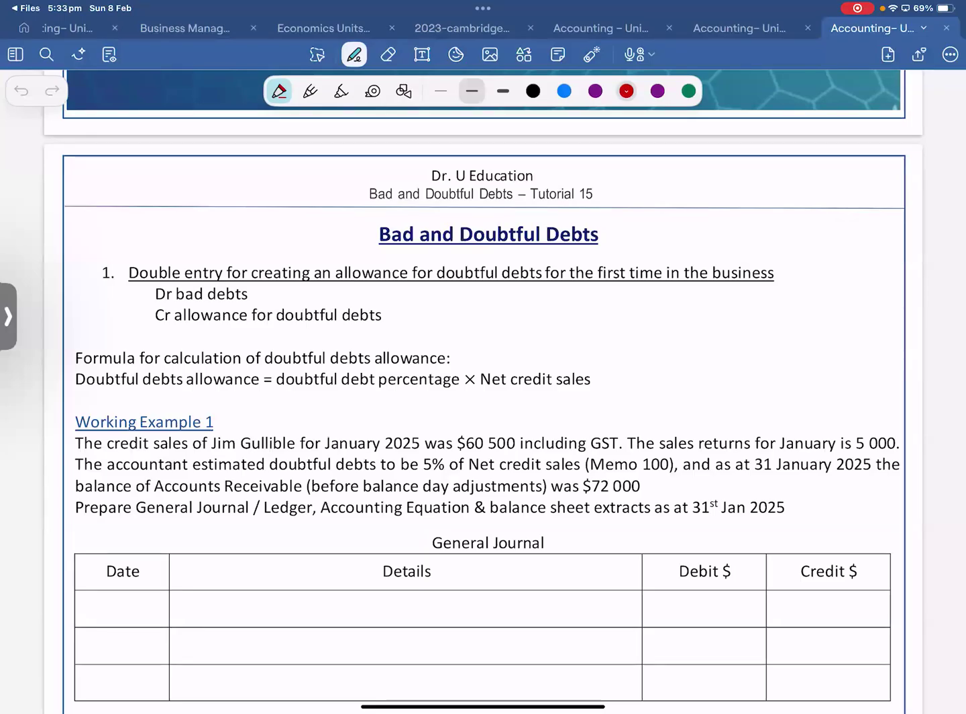And also, trust me, you won't find this detailed explanation anywhere. You can check any school, any private school, any high-end private school, I haven't seen it. I haven't seen it in any other tuition. I designed it in such a way that you can understand from A to Z for bad and doubtful debt. If you get any question, you can basically solve it.